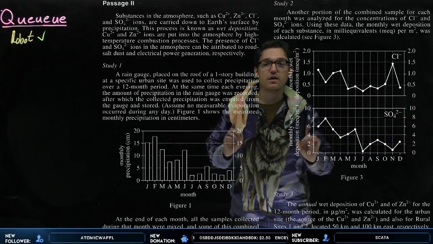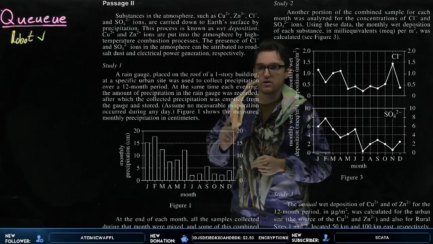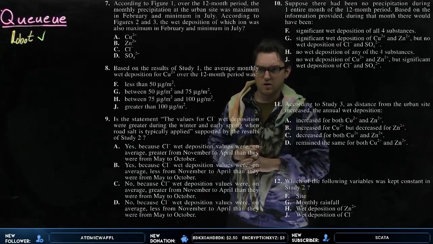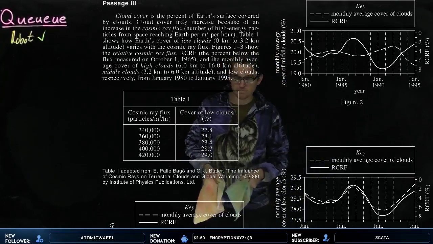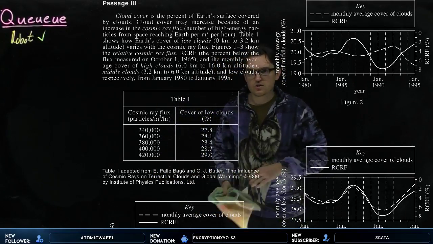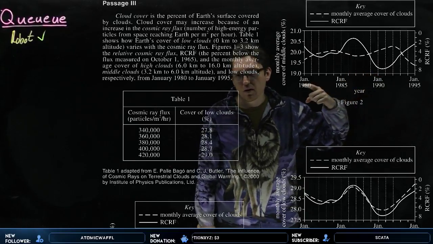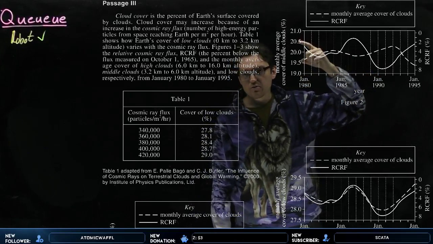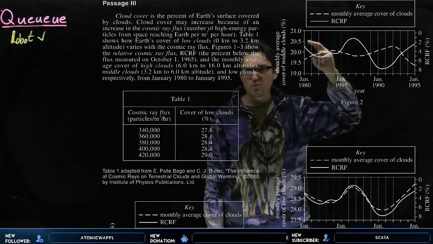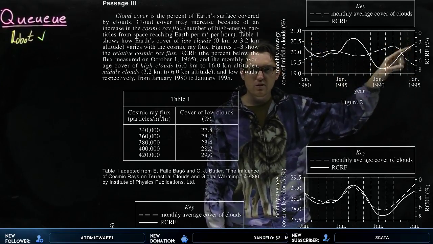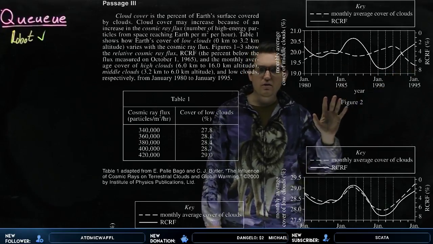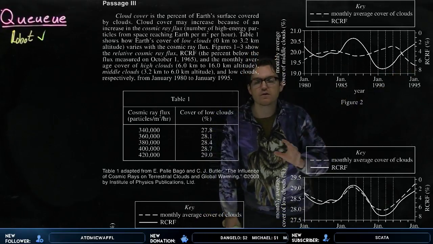Contrast that with the next passage. Can you go forward? One more. Just the questions. One more. This one right here. Okay. We're going to do some questions from this passage here. So take a look at this graph here. We have monthly average cover of middle clouds in percentages. We have 19 through 21. And then we have RCRF in terms of percentages, and we have 0 to 8. Okay? These are two axes that have very different information on them.